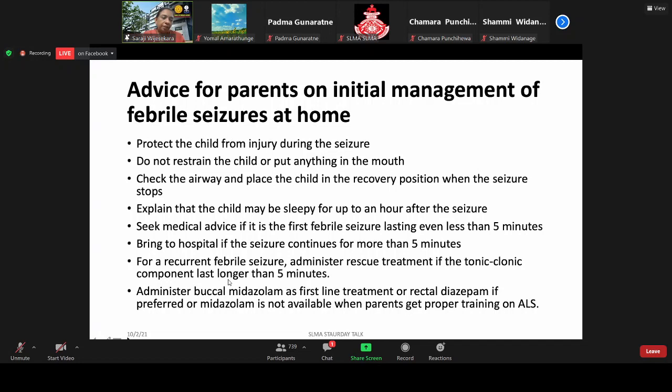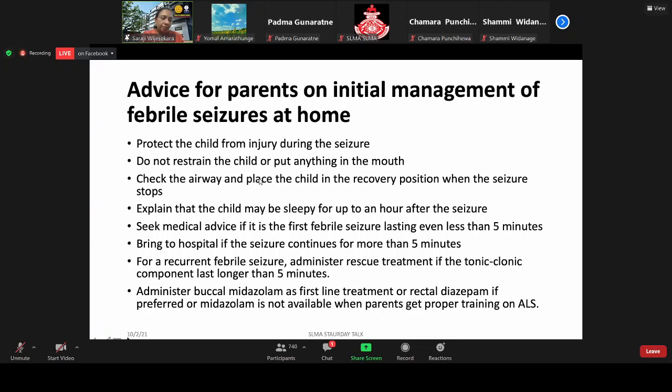And if it is the first febrile seizure, like in our child, you have to seek medical advice, even if it lasts less than the time we mentioned for a simple febrile seizure, because we need to exclude infection, especially in the first febrile seizure when it occurs in infancy. And also bring the child to hospital if the seizure continues for more than 5 minutes. The 5-minute timing came in because the status epilepticus definition is now 5 minutes of generalized tonic-clonic seizures. More than 5 minutes means that it can damage the brain. That is why the 5-minute cutoff came, right?